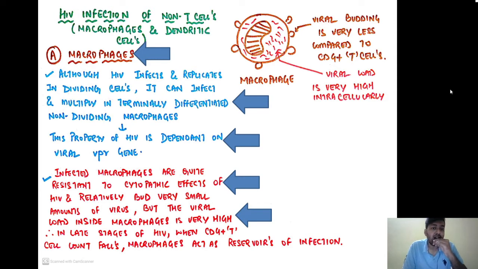Therefore, in late stages of HIV, when the CD4 plus T cell count is low, in that scenario the macrophages are acting as a reservoir of infection. Okay, so this is the macrophage, as you see, and you see the viral budding over here is very less as compared to the CD4 plus T cells. But remember, the viral load inside the cell is very high, meaning the virus is replicating. Okay, and therefore this infected macrophage is serving as a reservoir of infection.